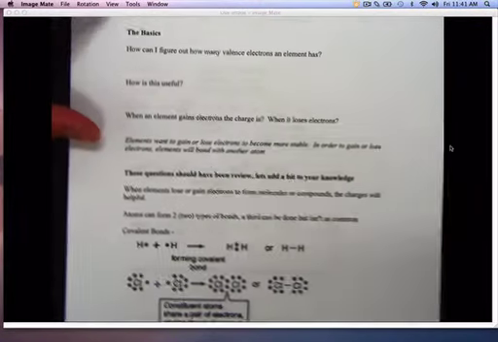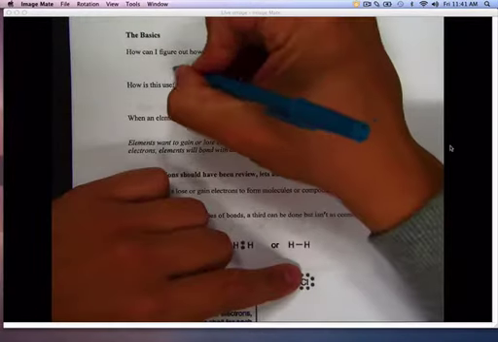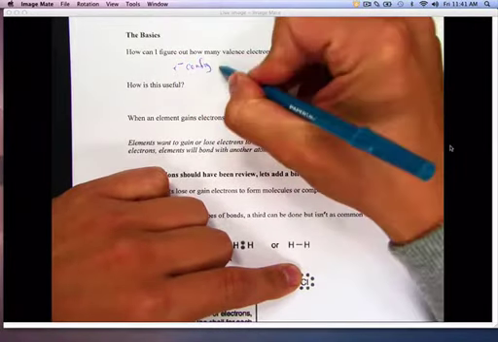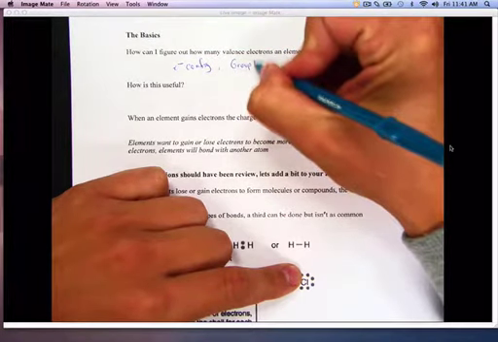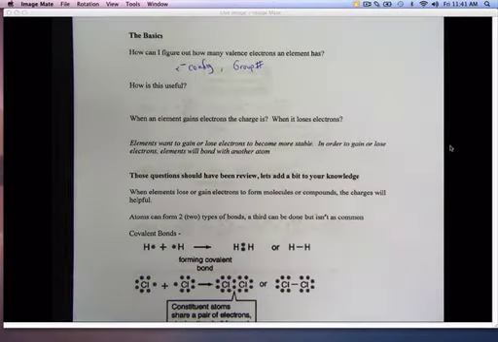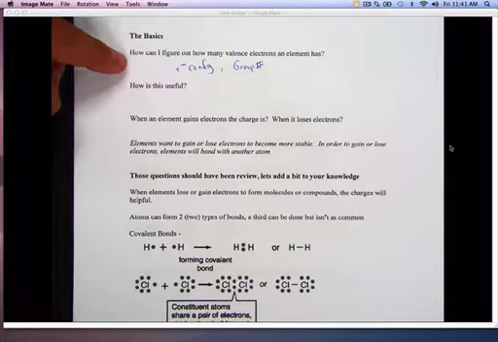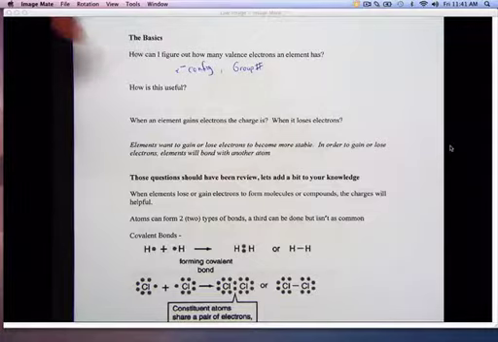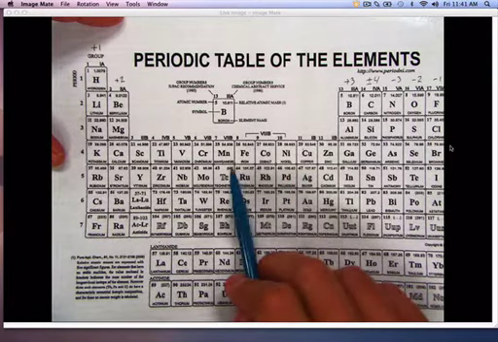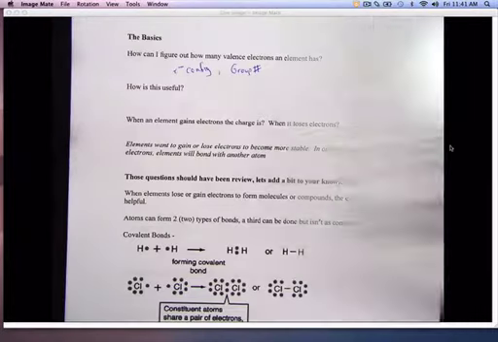First one, the basics. How can I figure out how many valence electrons an element has? Well, you can do the electron configuration, or you can tell by the group number. Elements in group 1 have 1, elements in group 2 have 2, elements in group 3 have 3, and so on. When I'm talking about these, I'm not talking about the transition metals. This is D block. I'm just talking about the S and the P's. Make sure you remember that. That should be review.